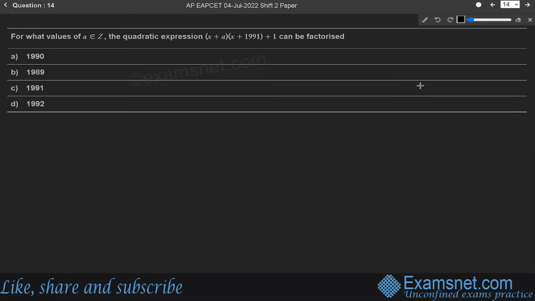Next question is a very important question. It is a very basic question, but this kind of question always comes in the exam. The question is, for what values of a belongs to z, the quadratic expression x plus a into x plus 1991 plus 1 can be factorized. We have to find its factor. So let this equation be equal to 0. If this is equal to 0, it means that x plus a into x plus 1991 will be equal to minus 1.